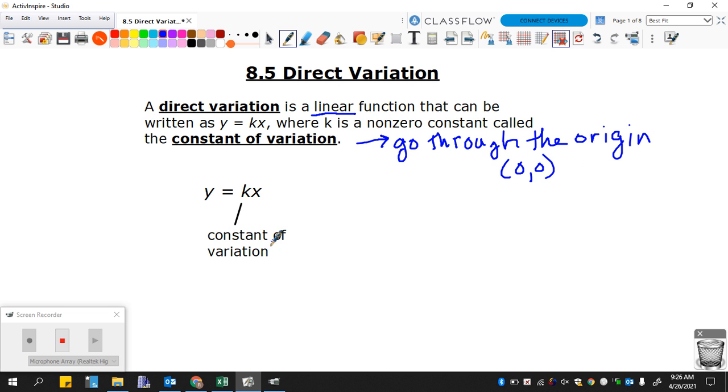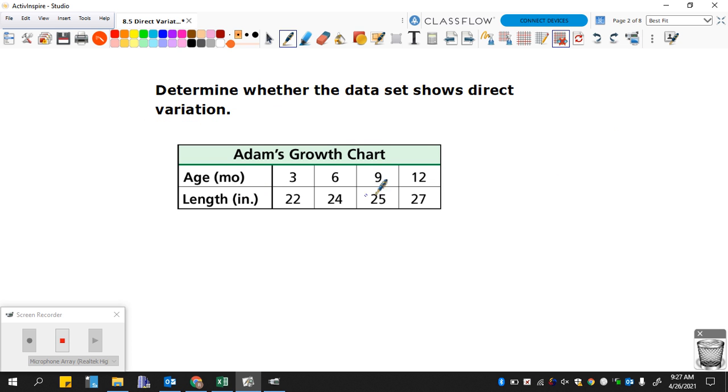All right, so first of all, what we need to do is determine whether the data set shows direct variation. To do that, we're going to look at whether the difference is linear. So this would be plus 3, plus 3, and plus 3. So their age goes up by 3.